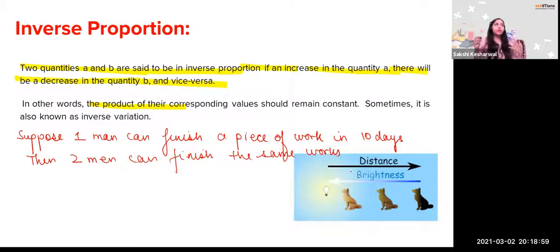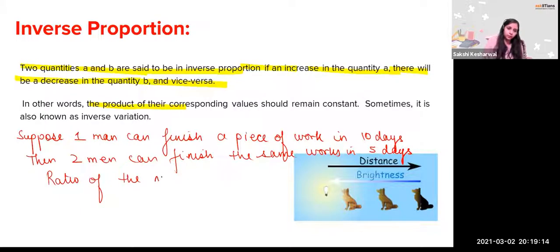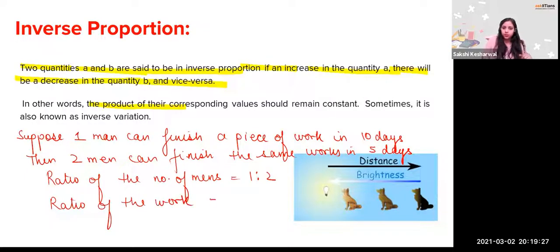Obviously, beta, you're going to take the help, so it will decrease. So what will this be in 5 days? That's the most important thing. So you see the ratio of the number of men is 1:2, right? And the ratio of the work is 10:5, which equals 2:1.